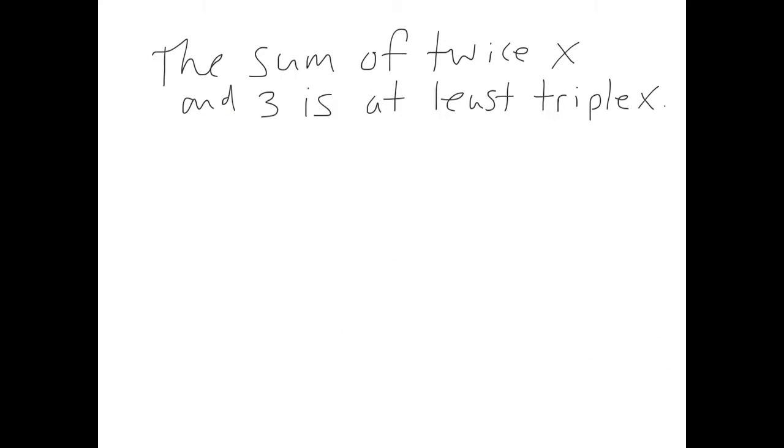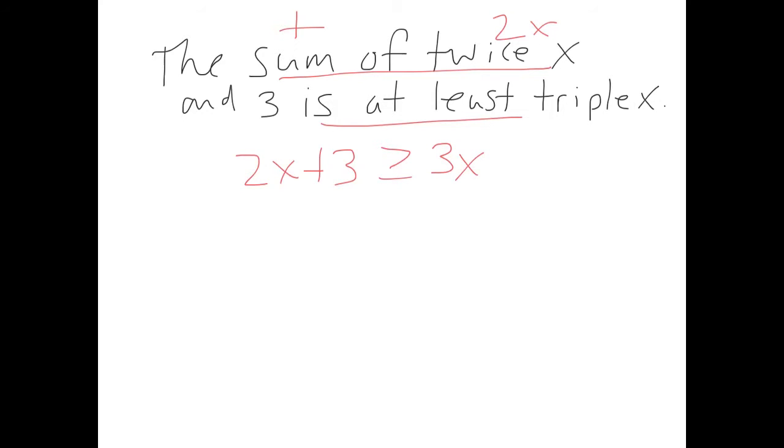Alright, this says the sum of twice x. Sum means add, twice x means 2x, and 3, so it's 2x plus 3 is at least. At least means that it's greater than or equal to triple the x. When I see x's on both sides like this, I'm going to subtract this one over, minus 3x, minus 3x.